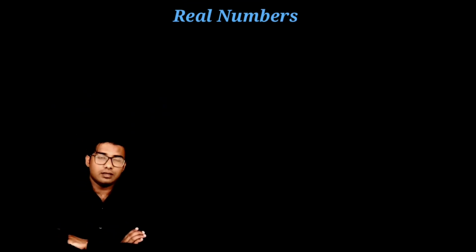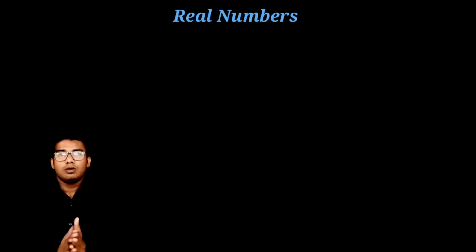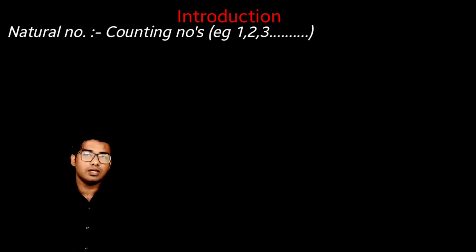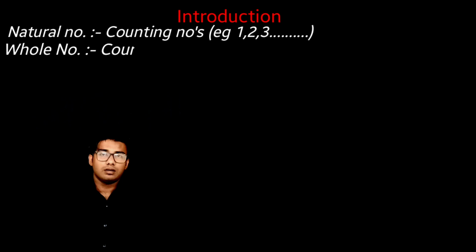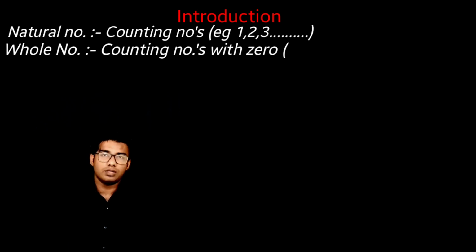So firstly, the chapter name is real numbers. What are real numbers? Let us recall some types of numbers, like natural numbers. Everyone knows counting numbers are called natural numbers, for example 1, 2, 3, 4, and so on. Whole numbers are counting numbers with 0, for example 0, 1, 2, 3, 4.